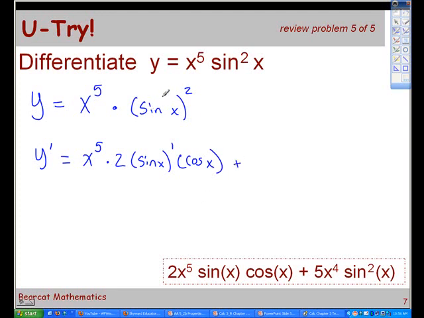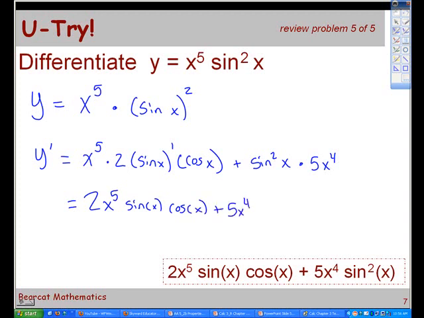Plus, next time I'm going to keep this sine squared this time. I'm going to go ahead and write it this way again. And then I'm going to multiply by the derivative of the x to the 5th, which is going to be 5x to the 4th. And then it's just a matter of putting it in some form that I'm happy with. So we've got 2x to the 5th, sine x, cosine x, plus 5x to the 4th, sine squared x. That makes sense?